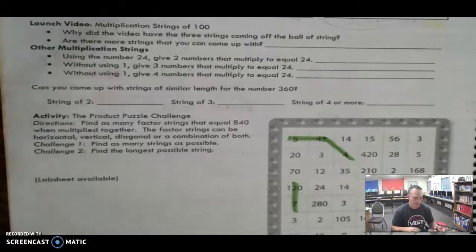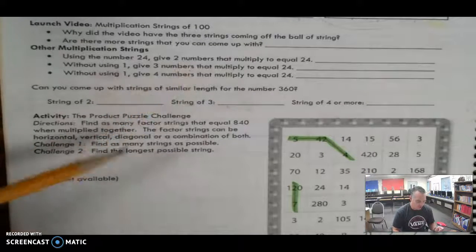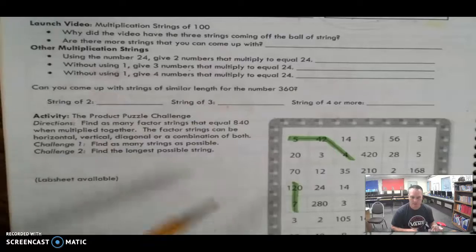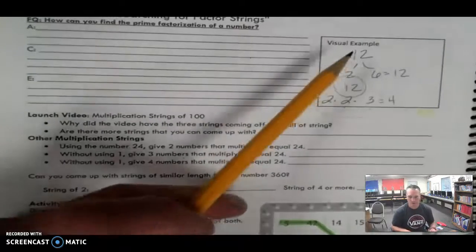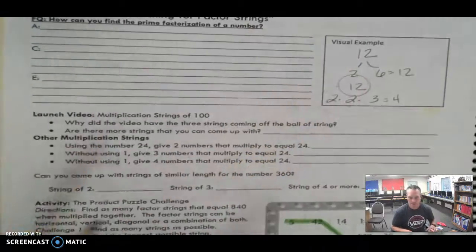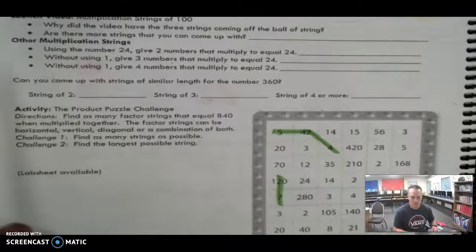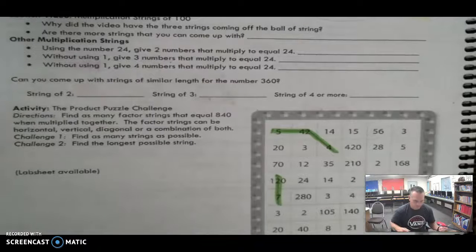So we're going to talk about the number 24. Using the number 24, give two numbers that multiply together to make 24. Remember, so for like 12, I used 2 and 6. What number would you use for 24? So go ahead and pause the video and write that in.